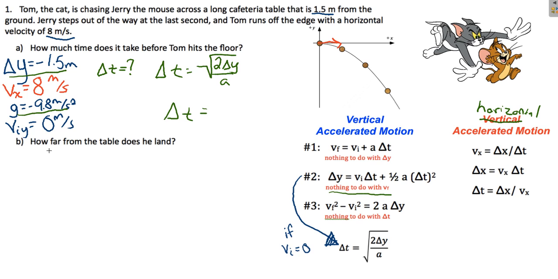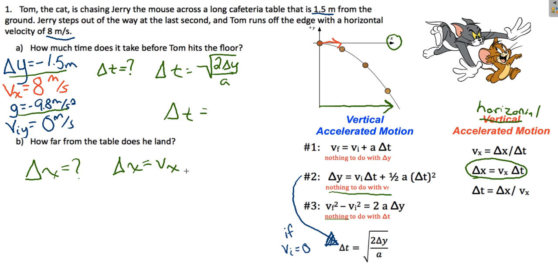Now on part B, we're asking how far from the table does he land? So we want to know, by the end, how far did he get in that direction? Well, that is our horizontal direction. Therefore, we need to use these equations when we're answering part B. If we're looking for distance, we're talking about delta x. That's what they're asking us for. So obviously, this is going to be the right equation to use. Delta x is equal to your velocity in the x direction multiplied by the time. So we'll use this velocity in the x direction of 8. You'll multiply that by the time you find on part A.